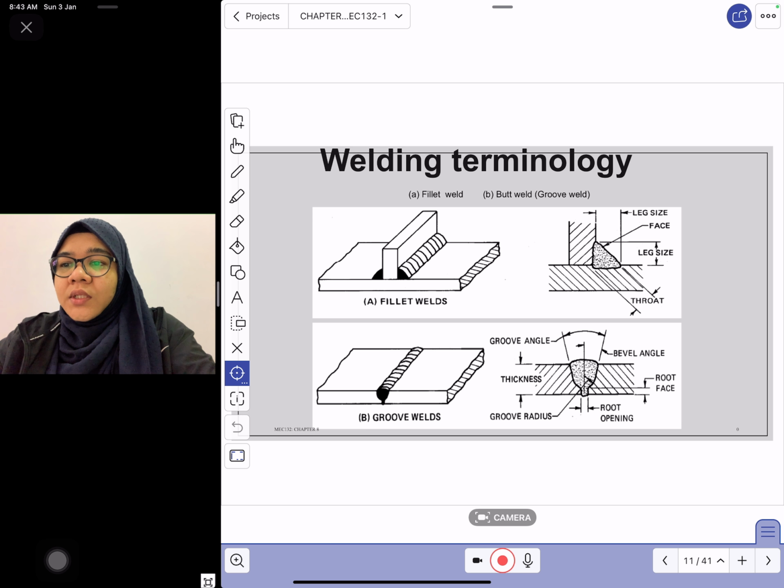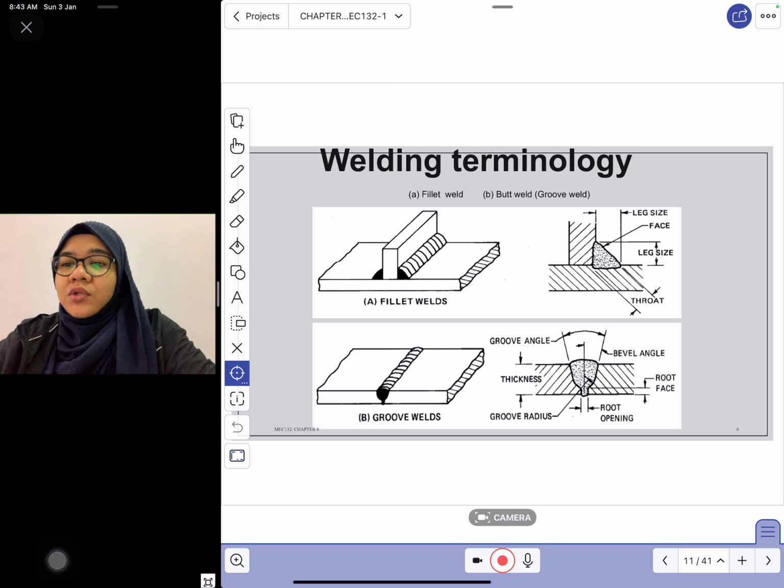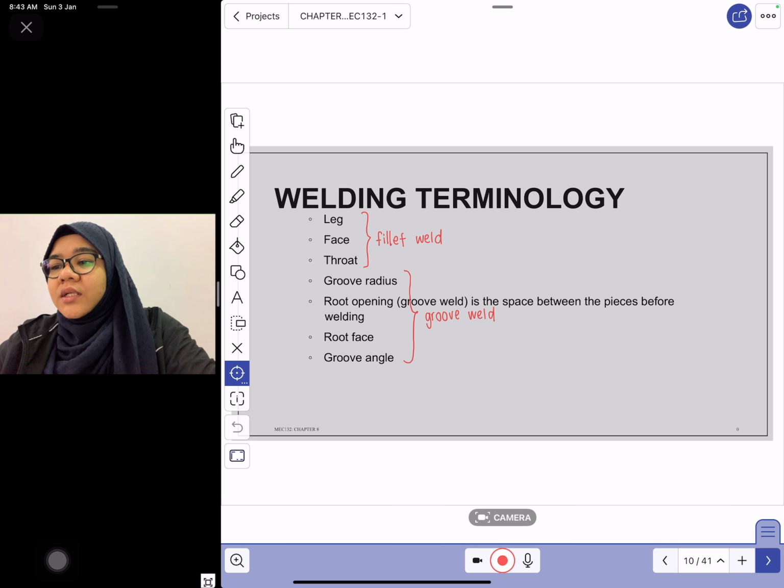Tapi untuk groove, kita nak join two surfaces, two base metal, kita nak join together, so kita guna groove weld. Okay, this is the different fillet and groove. Okay, so all the terminology ada dekat sini. Yang tadi 3 dekat atas tu, leg, face dengan throat adalah under fillet.